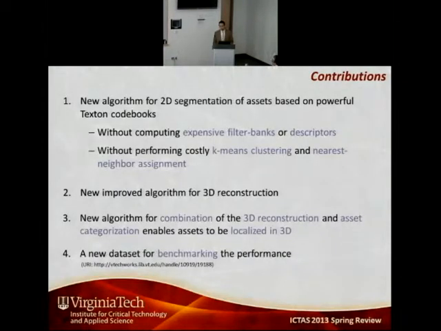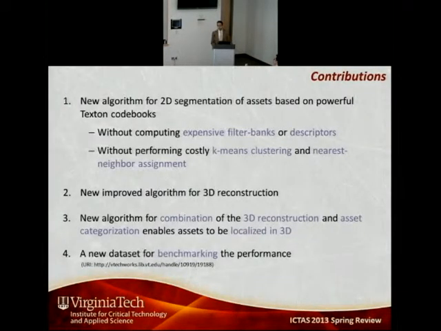The contribution of this research is the new algorithm for 2D segmentation of assets based on powerful texton codebooks, without computing the expensive filter banks and descriptors, and without performing the costly k-means clustering and nearest neighborhood assignments. Also, there is a new improved algorithm for 3D reconstruction, which is much faster compared to the previous versions.